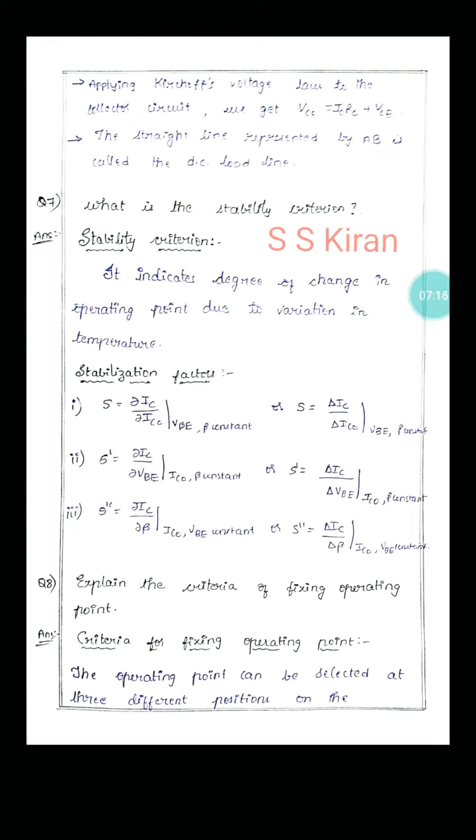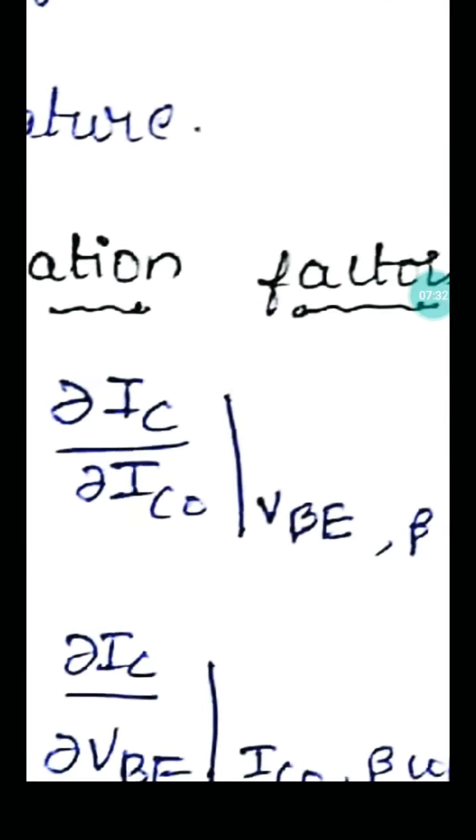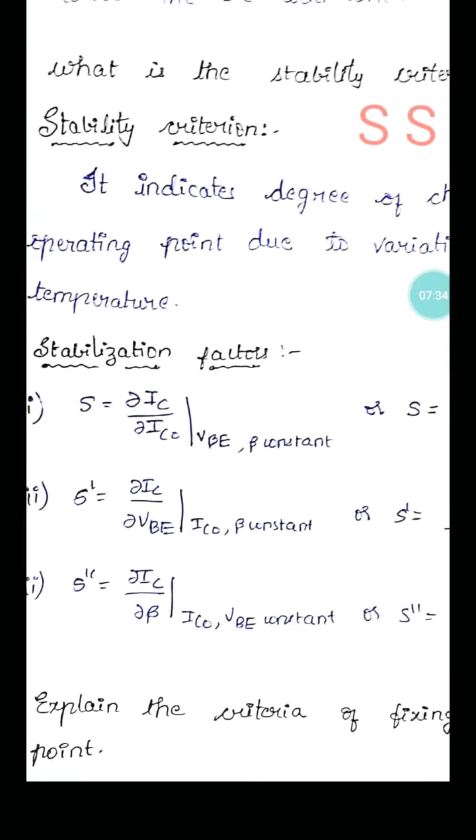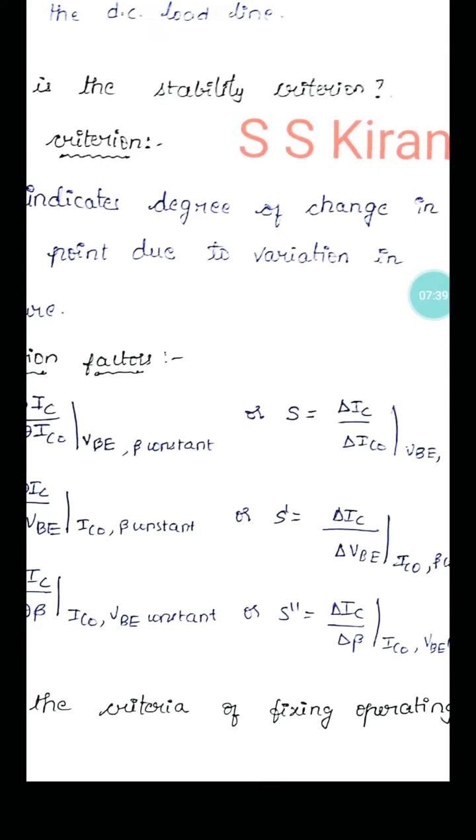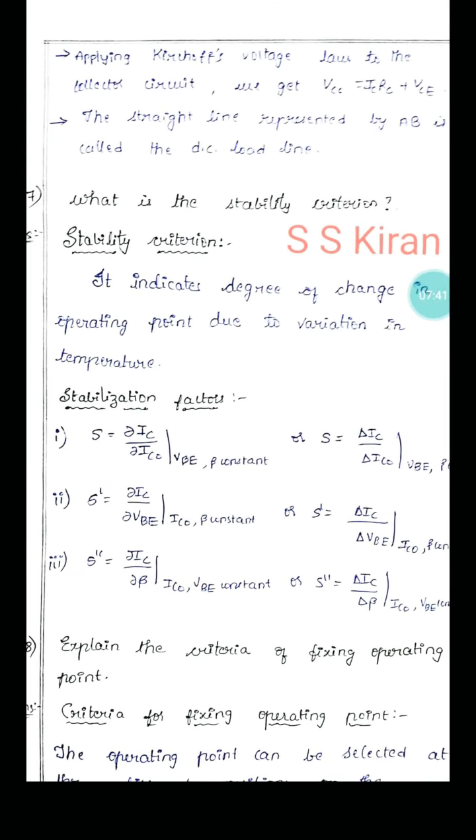The next question, what is the stability criterion? Now the answer: stability criterion indicates the degree of change, that is change delta IC by delta IC naught, in the operating point due to variation in temperature.